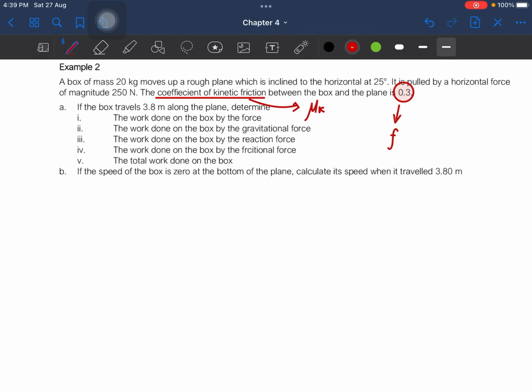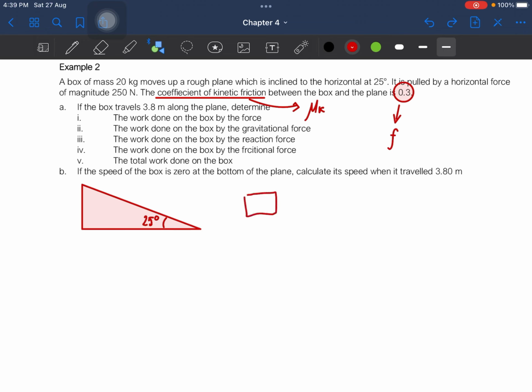mu k. Okay, so now it is a rough plane inclined to the horizontal at 25 degree. Okay, sekarang kita assume kita punya angle inclined plane macam tu. So this is 25 degree. And then there is a box. So there is a box. Let me just draw it here.